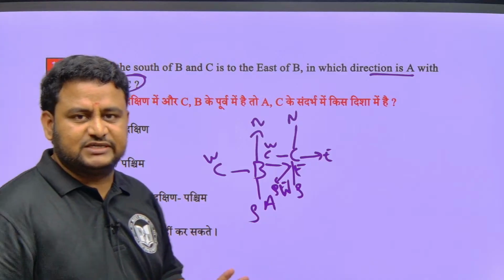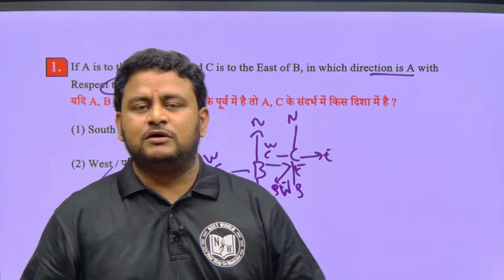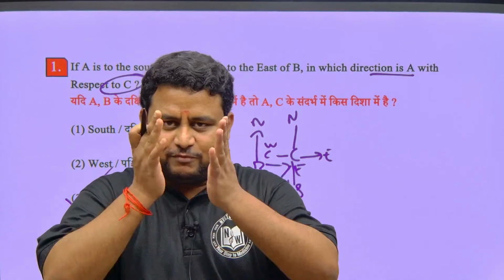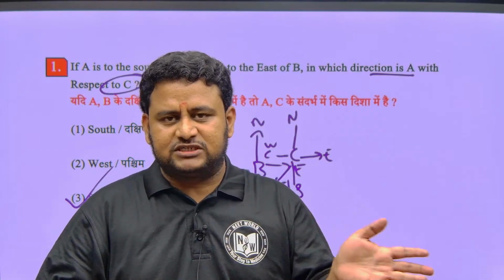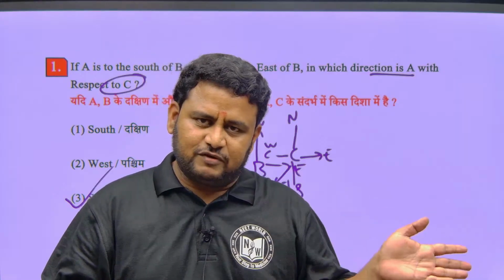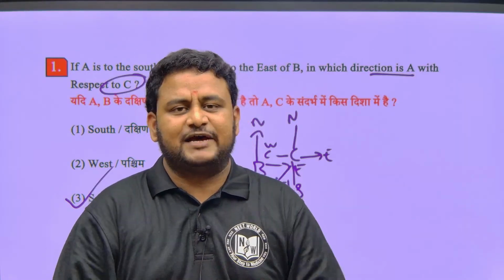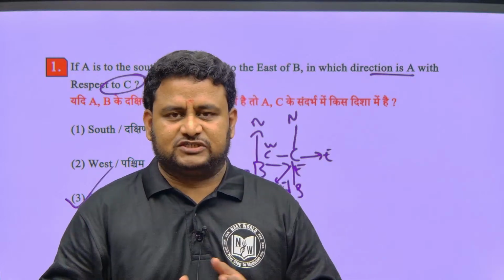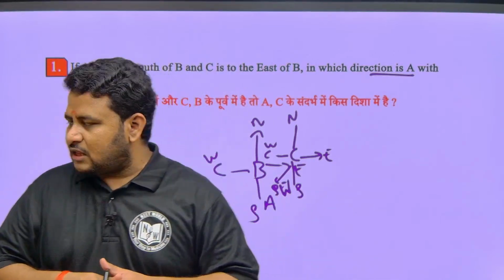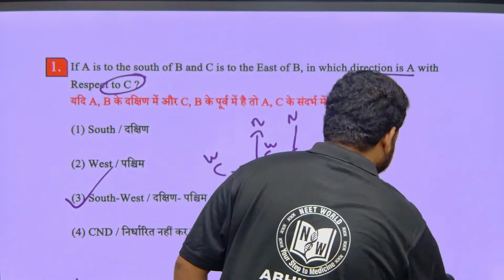This is how you have to understand. Whatever the point of reference they give, please take it as a center. From that point above will be north, below that will be south, towards the right will be east, and towards the left will be west, and between them will come the sub directions, that is northeast, northwest, southeast and southwest. Clear friends? I hope it is clear. Let us move to the next question.